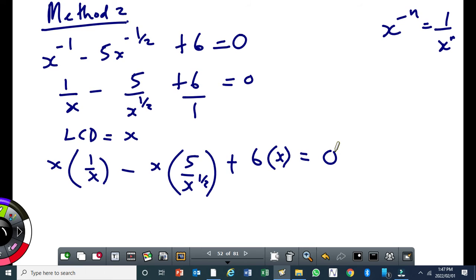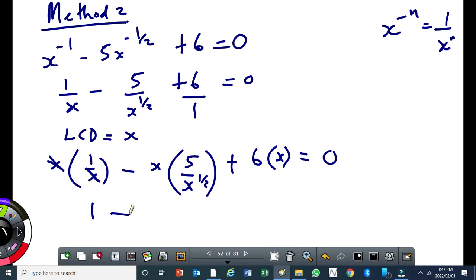Yes, we find the LCD. It's only that you have never seen a question whereby one of the exponents is rational. That's all. But the concept of LCD is still the same. Okay? So the LCD is x, multiply every term by the LCD. These two will cancel out, and we're left with what? 1. I expect everyone to be aware of this.